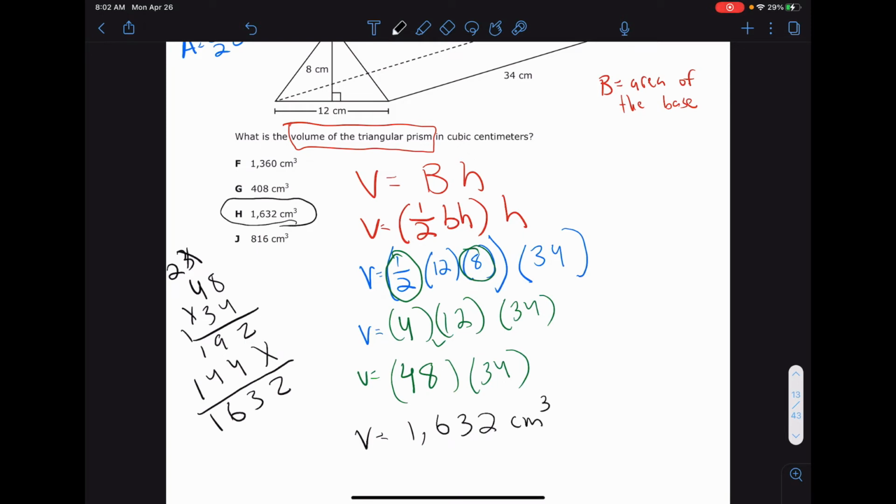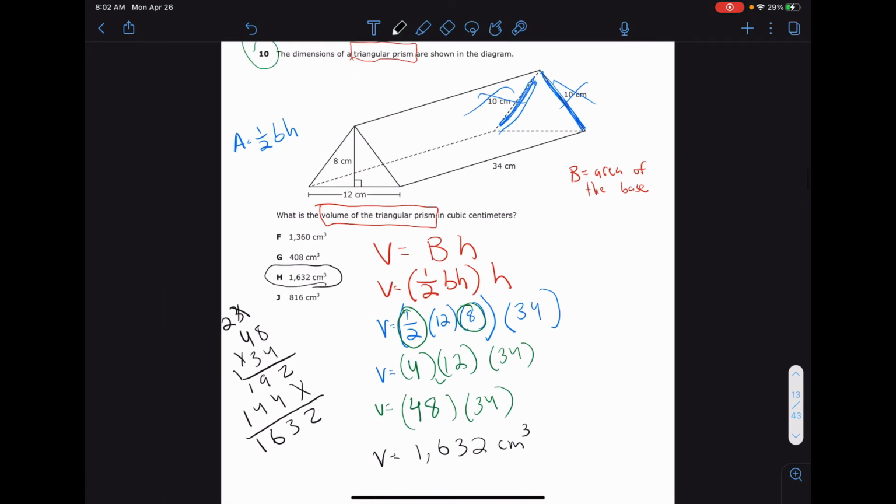Plug in the numbers for the letters. Pongan los números para las letras. Remember, your base is always the shape. Tu base siempre es la figura que está en el nombre. So triangular prism, triangle, tu triángulo va a ser tu base. Your triangle is going to be the base. And remember the formula. Here, all you do is multiply. Aquí nada más están multiplicando, and you divide by the 1 over 2.